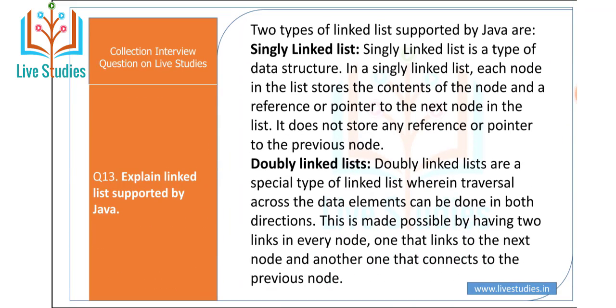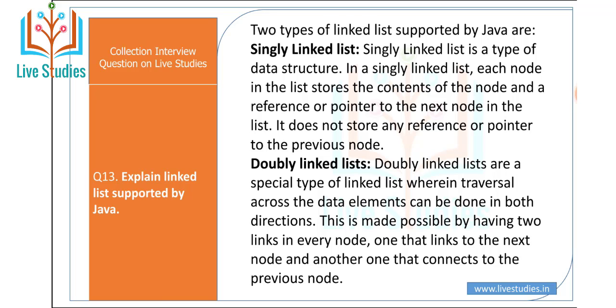Move to the another question. Another question is, explain linked list supported by Java. There are two types of linked list supported by Java: singly linked list and doubly linked list. Singly linked list is a type of data structure. In a singly linked list, each node in the list stores the contents of the node and a reference or pointer to the next node in the list. It does not store any reference or pointer to the previous node.